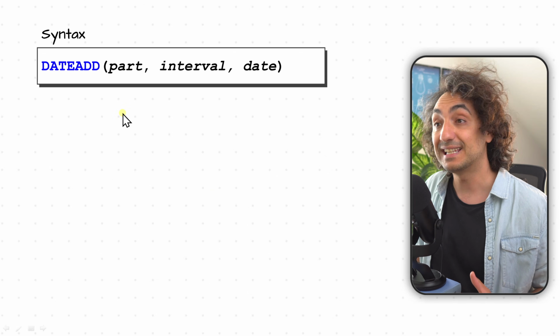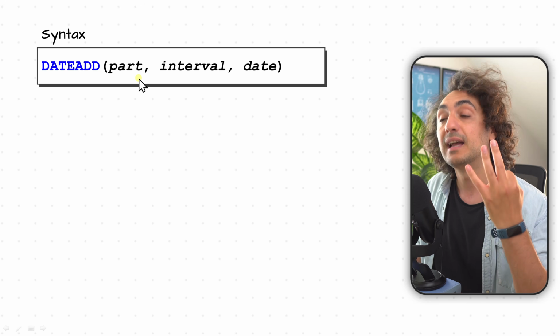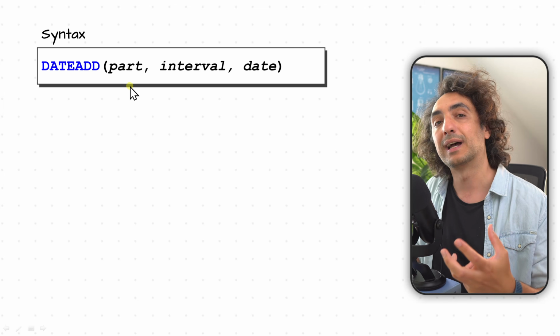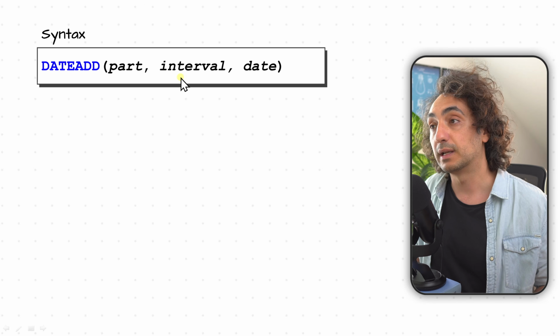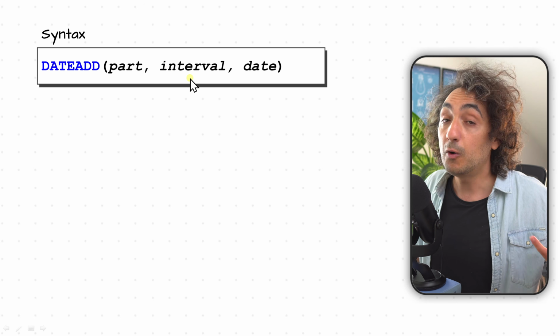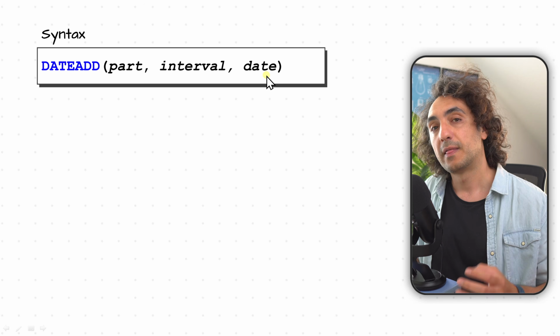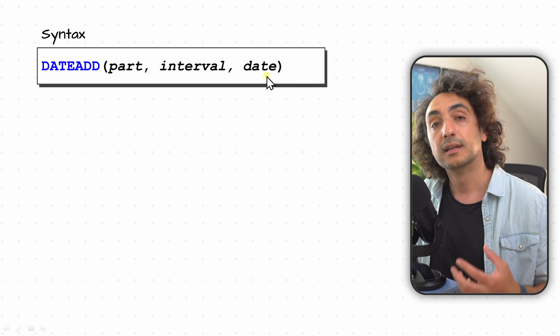Alright, so now let's check the syntax of the DATEADD, and here things are a little bit more complicated. We have to provide 3 pieces of information. The first one is a part. What do you want to add? Do you want to add years or months or days and so on? Then the second one is the interval. So it's like how many days, how many years, how many months. And then the last one is the date. This is the date that we're going to be manipulating by adding or subtracting intervals.